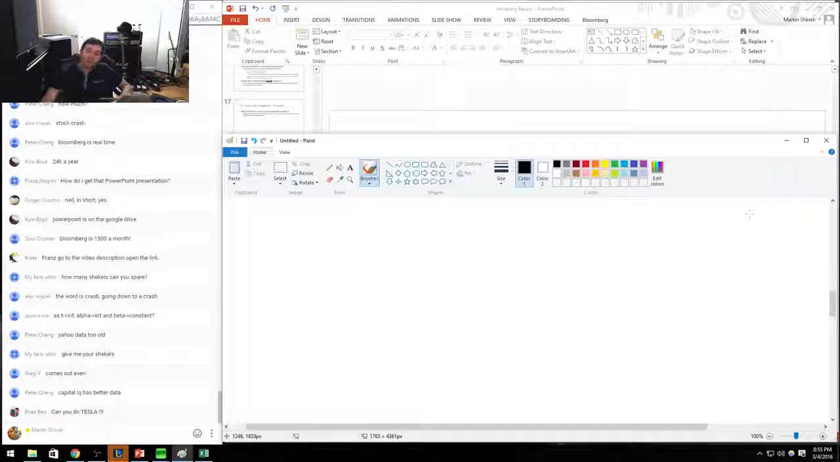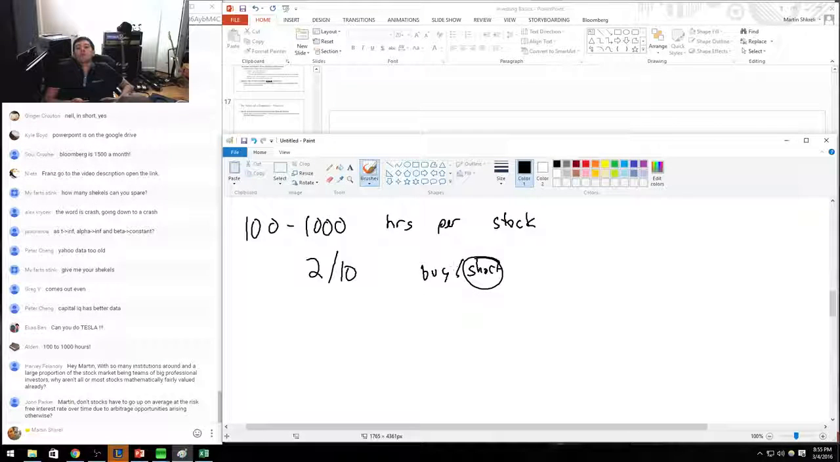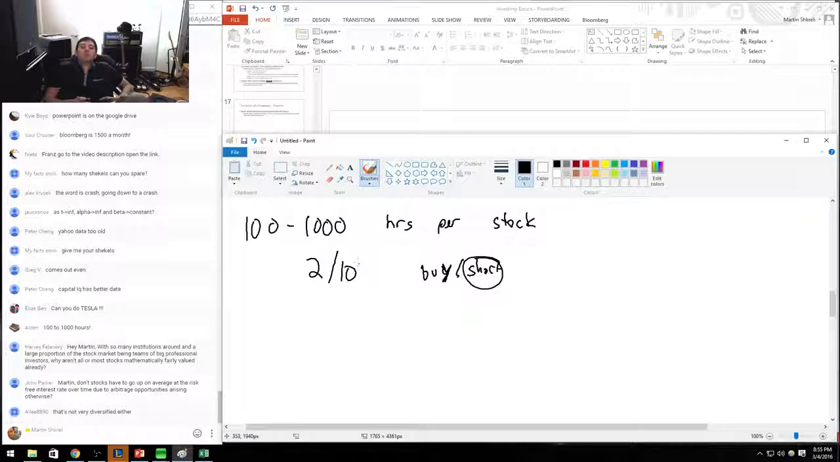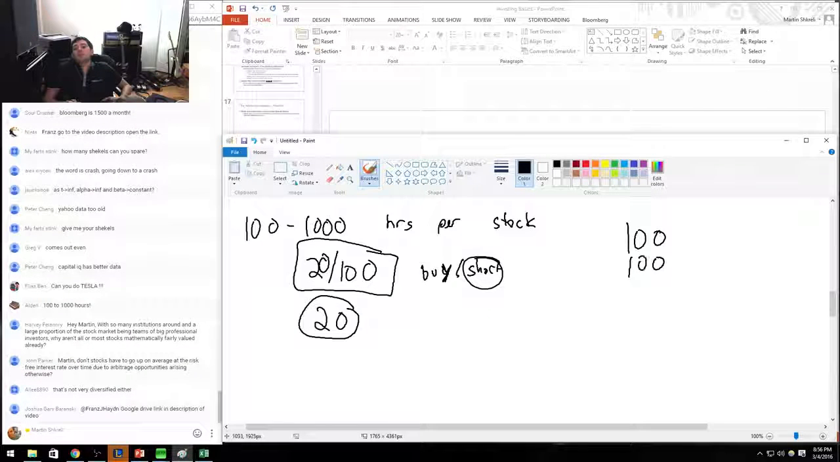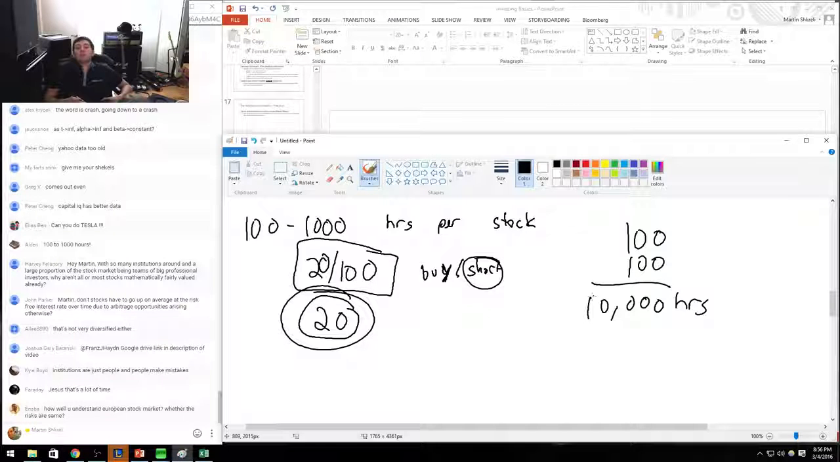So how do you find the bargains? As I've mentioned, it could take you anywhere between 100 to 1,000 hours per stock. If only 2 out of 10 stocks are worth buying and shorting, this is assuming you do any shorting. If you don't, then it's 1 out of 10. If only 2 out of 10 are worth buying or shorting, and you want a portfolio of 20 stocks, you need to do 100 analyses. And since each one takes 100 hours at least, you're talking about 10,000 hours of work just to get the bare minimum work done to get a portfolio of 20 stocks.